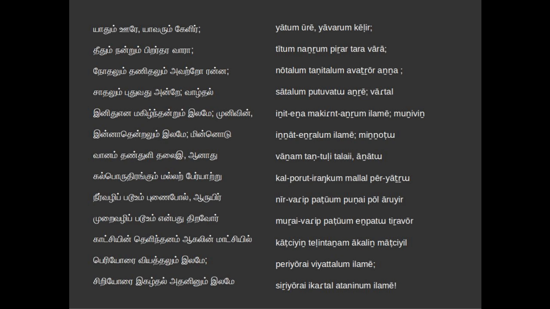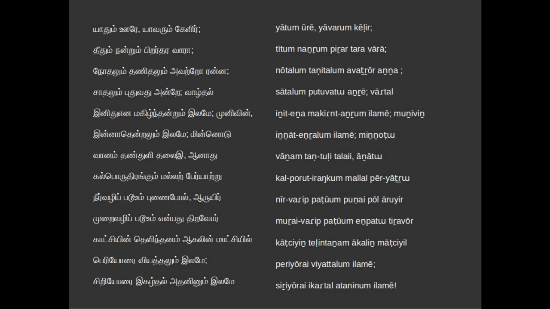Let's try and understand this poem phrase by phrase or line by line. Yadum ure yavarum keler. Yadu means which thing, yadum means whichever thing, which means everything. Ur is a place of settlement or where you feel a sense of belonging. That is ur, where you have settled down. This is my place, you think, right? Such a homecoming place is called ur. Yadum ure means every place is like our own place.